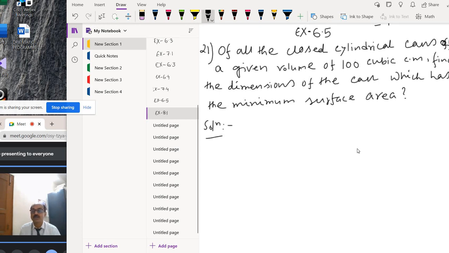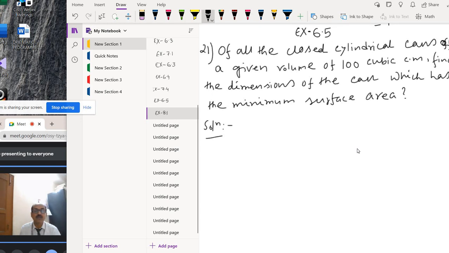Good afternoon. Topic: maxima and minima. Exercise 6.5, question number 21. The question is, of all the closed cylindrical cans of a given volume of 100 cubic centimeters, find the dimensions of the can which has the minimum surface area.